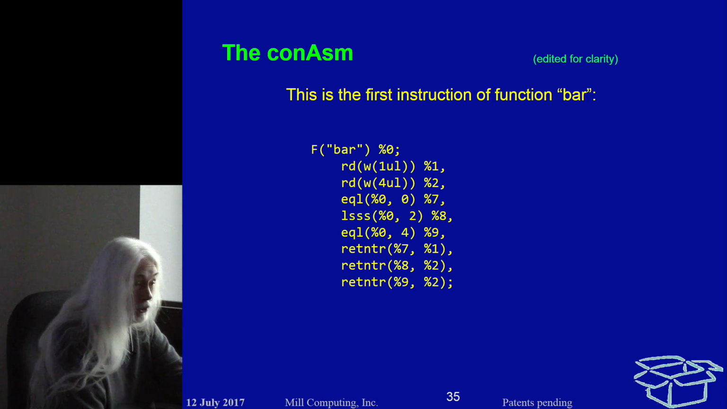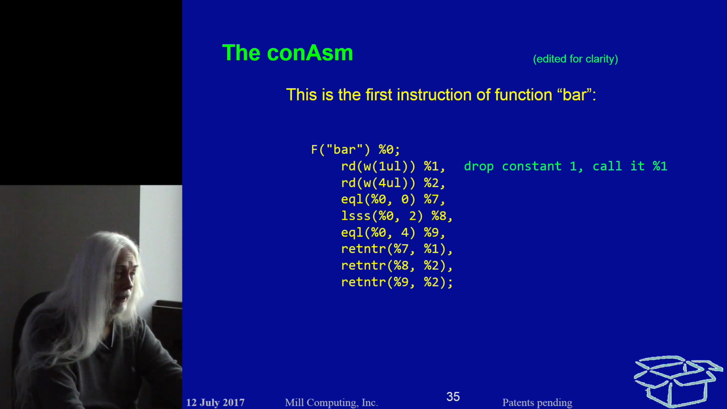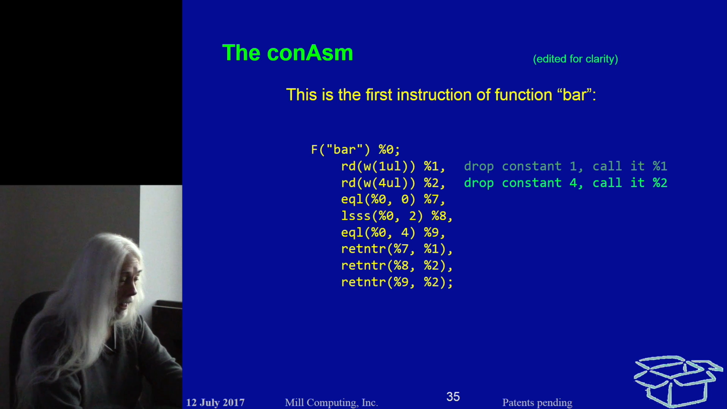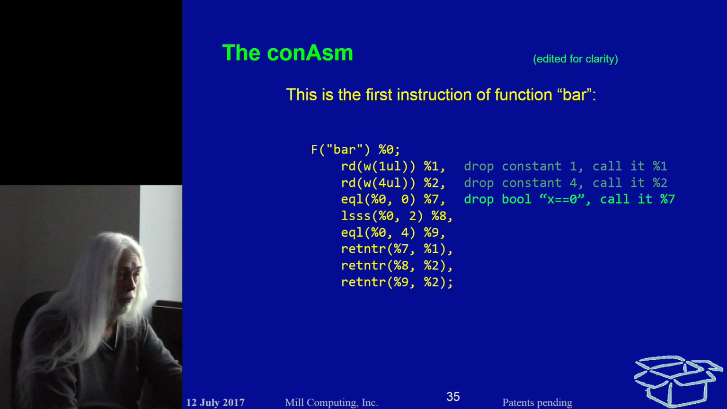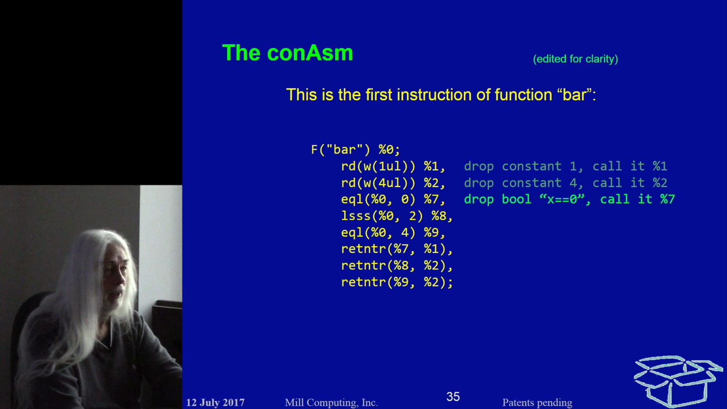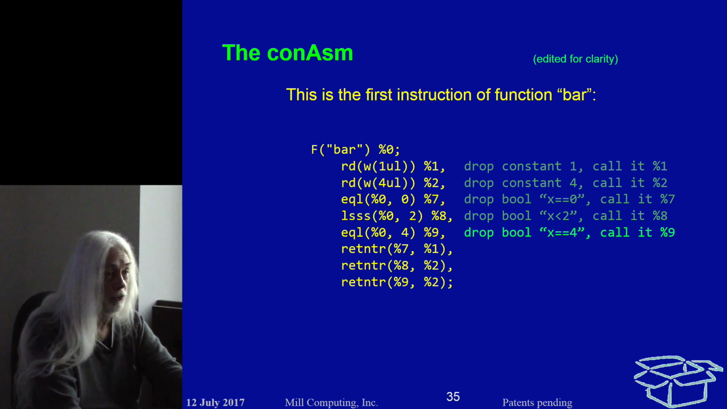So this is the first instruction of bar, and this is what they mean. RD is what we call a popcon. It's a very compact encoding for giving you a small literal constant. So we drop the constant 1 and we call it %1. And we do it again for 4 and call it %2. Now we've got a regular operation, EQL, naturally enough an equal, and it drops a Boolean value. We do not have condition codes. It does not set condition codes. It actually drops a genuine 0 or 1, and that's a Boolean value. And we'll call it %7. And another bool, and another bool. Note that these 3 are using 3 different ALU operations, but we've got 4 ALUs. We've got plenty of room.